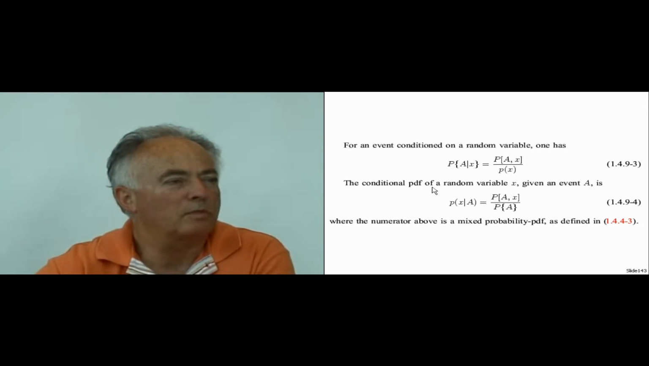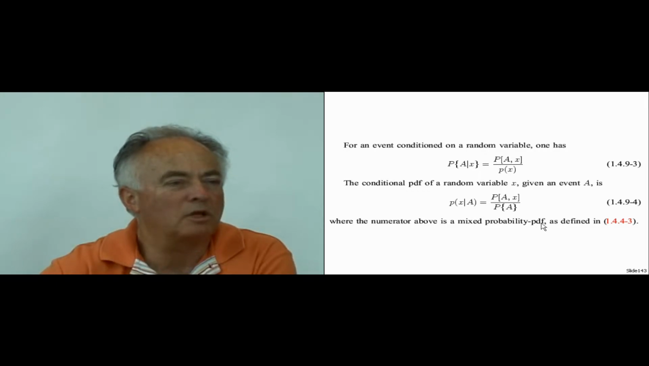The conditional PDF of a random variable x given an event A, that's the other way around, P of x given A is P of A and x divided by P of A, where again we use this mixed probability PDF defined earlier.